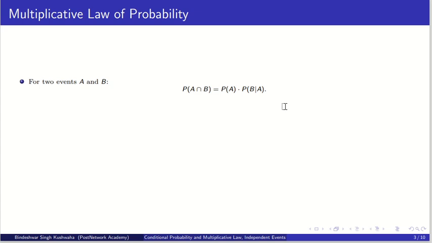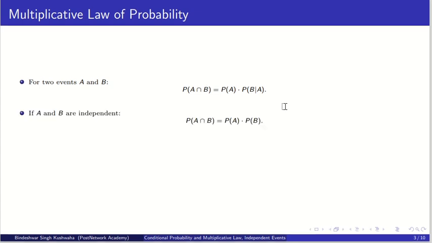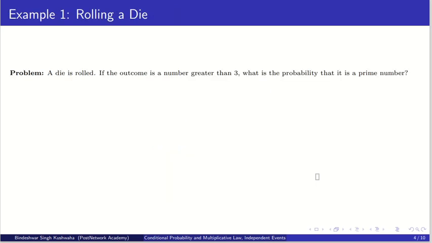For two events A and B, P(A intersection B) is equal to P(A) into P(B given A). If A and B are independent, you will write P(A intersection B) is equal to P(A) dot P(B). For three events A, B and C, you can write it like this, just extended.